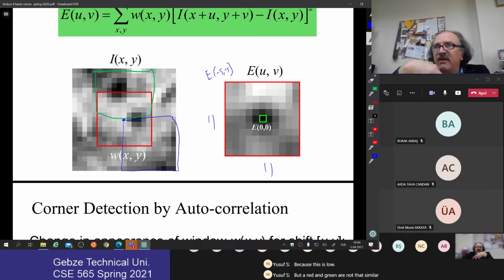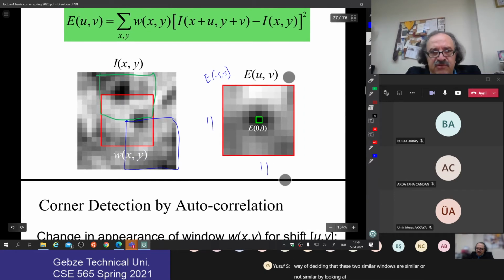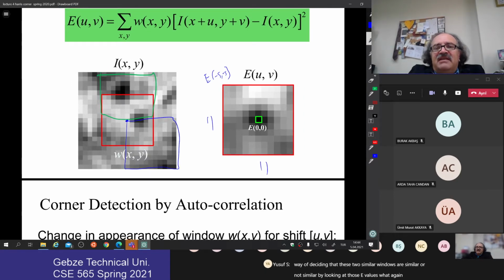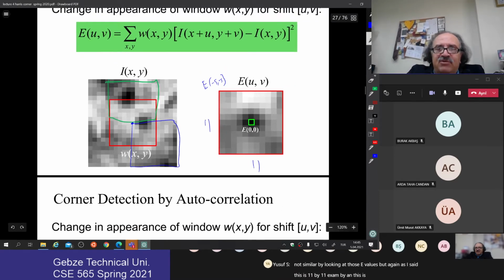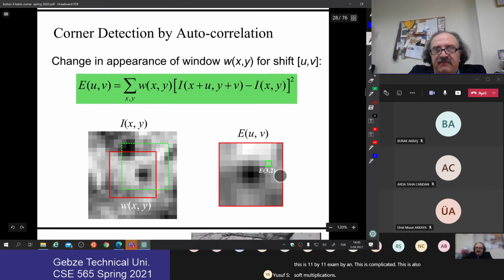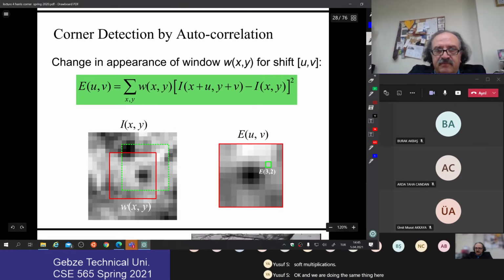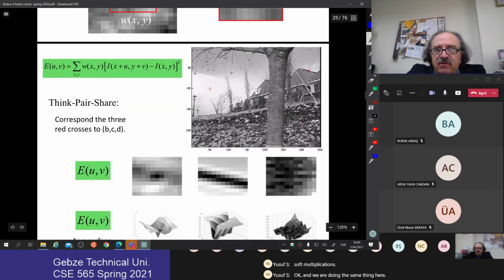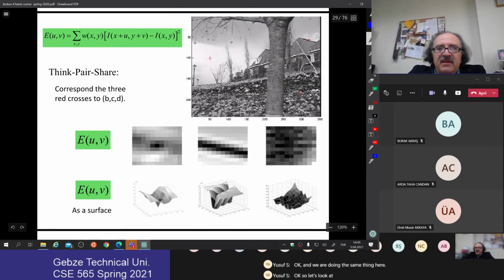So I need a way of deciding whether two windows are similar or not by looking at those E values. But again, as I said, this is 11 by 11. This is n by n. This is complicated. This is lots of multiplications. And we are doing the same thing here. So let's look at some EUV images.